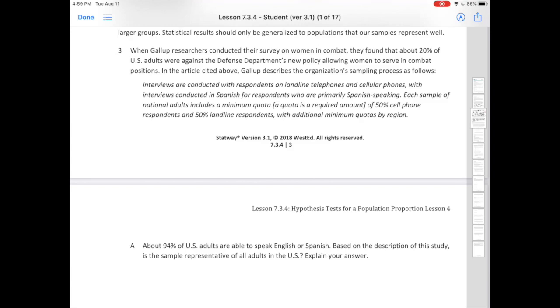Interviews are conducted with respondents on landline telephones and cellular phones, with interviews conducted in Spanish for respondents who are primarily Spanish-speaking. Each sample of national adults includes a minimum quota. A quota is a required amount of 50% cell phone respondents and 50% landline respondents, with additional minimum quotas by region.